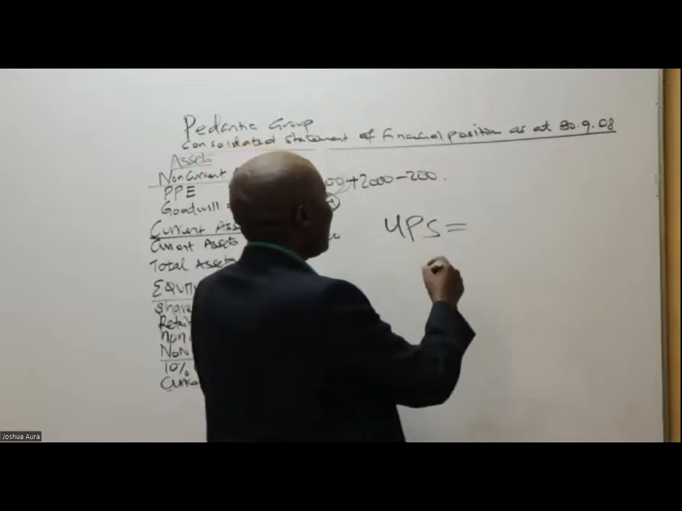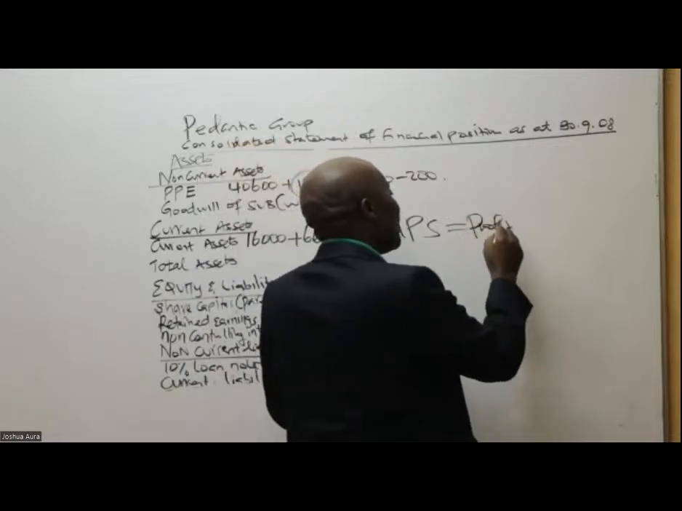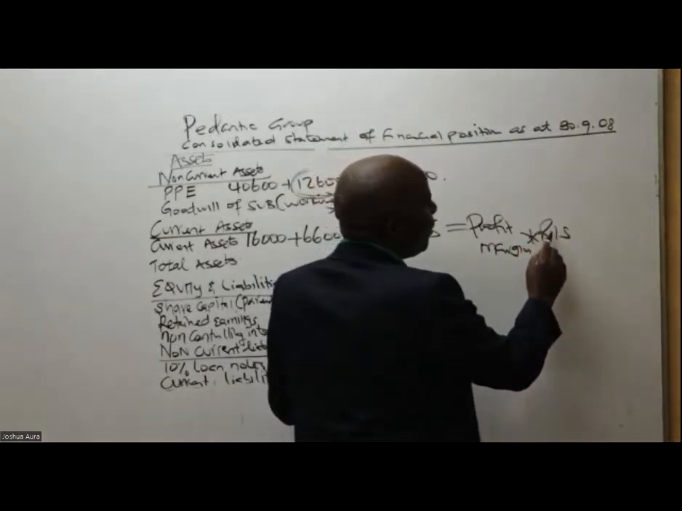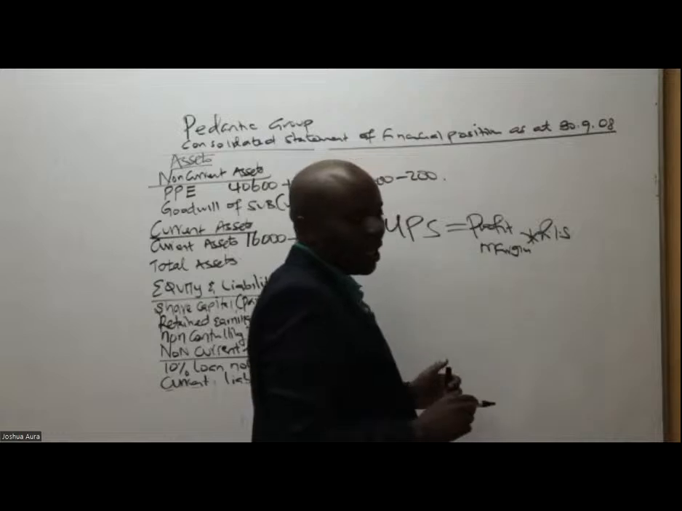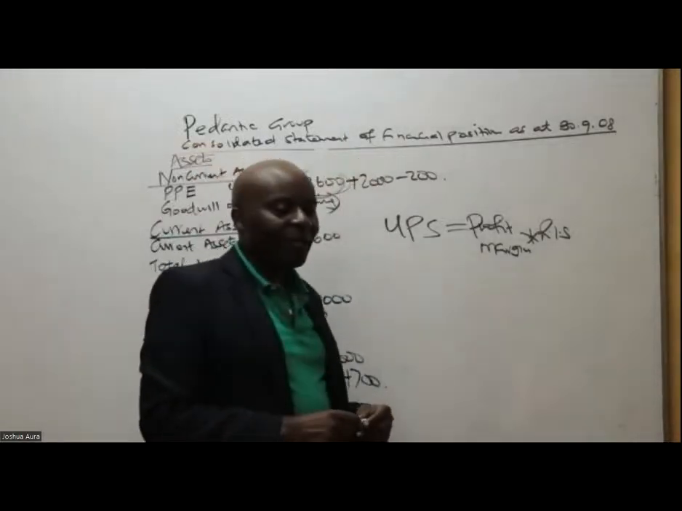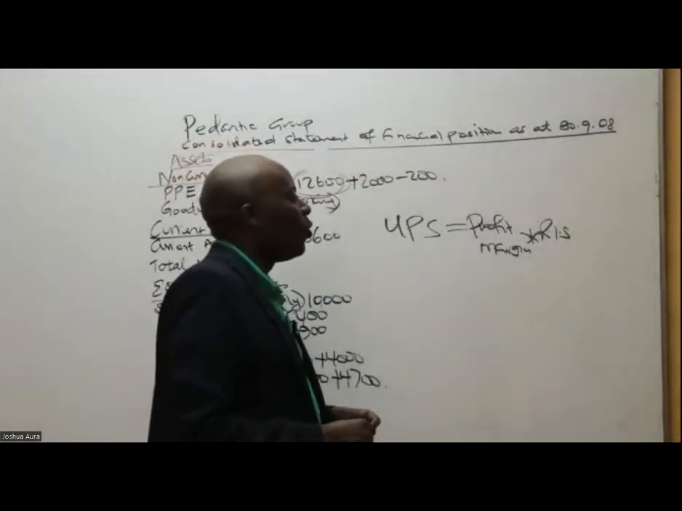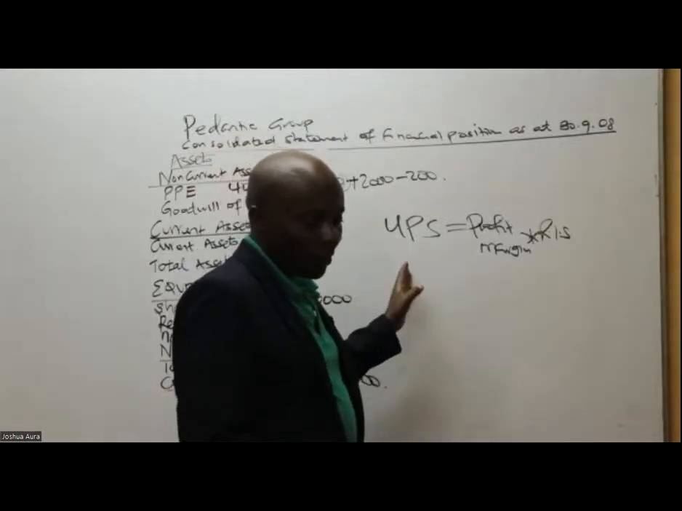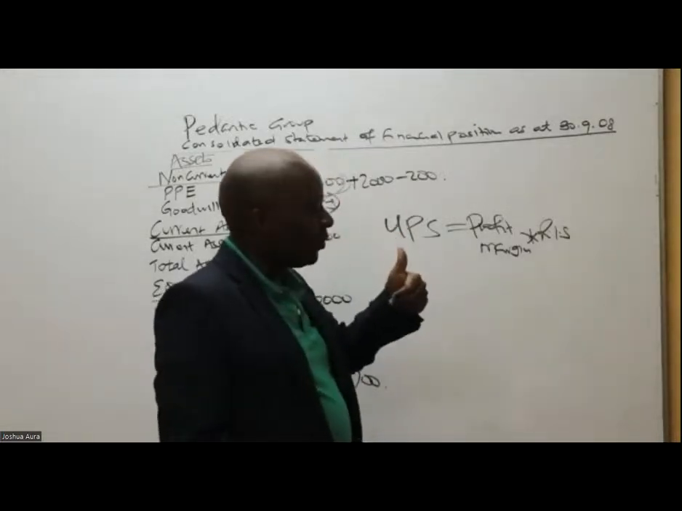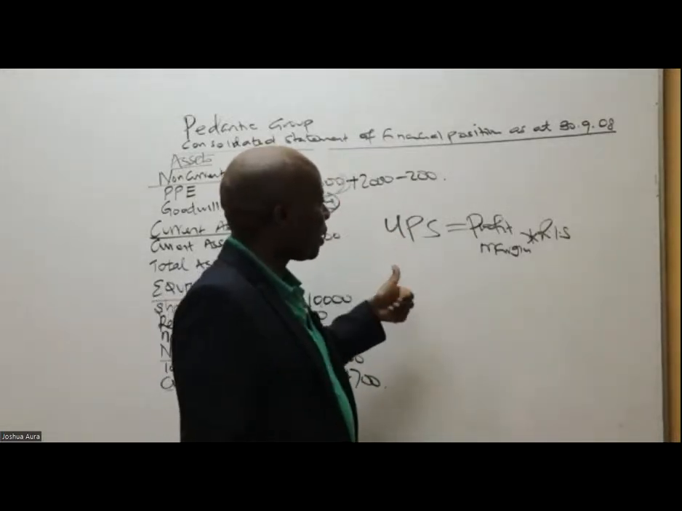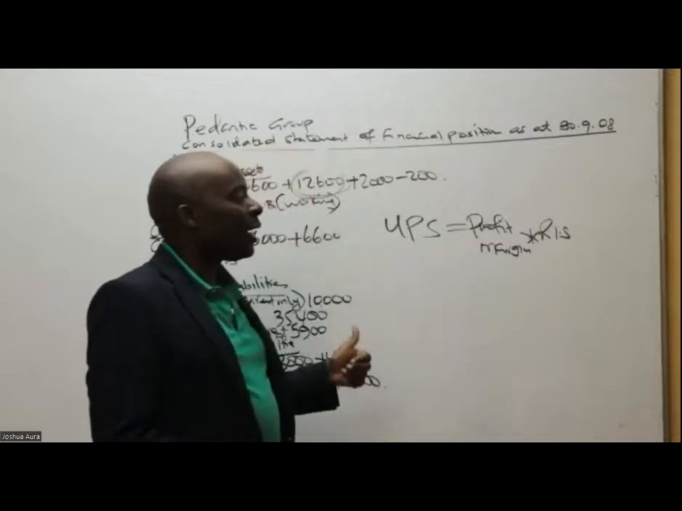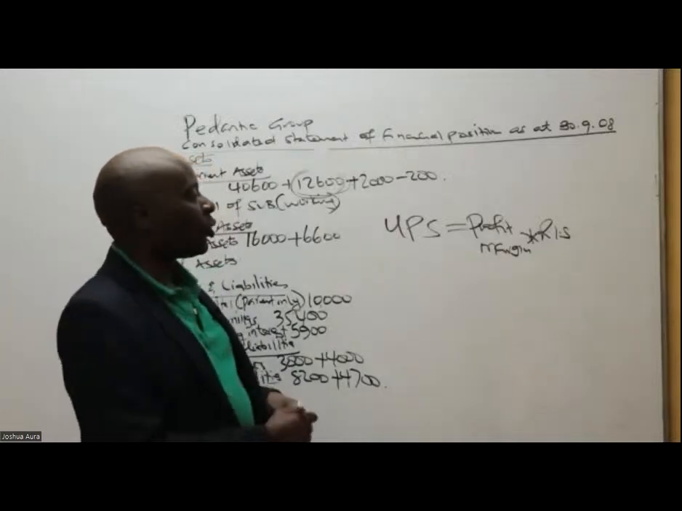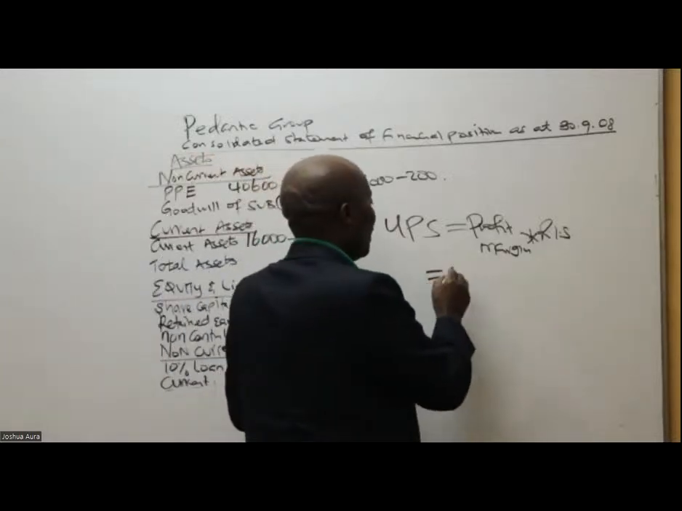Nimrod has finished and said this is the profit margin. This is profit margin times, in this case here, REES, where REES is the remaining intra-sales. Please write that in full. UPS is the unrealized profit on stock. Unrealized profit on stock is profit margin times remaining intra-sales.